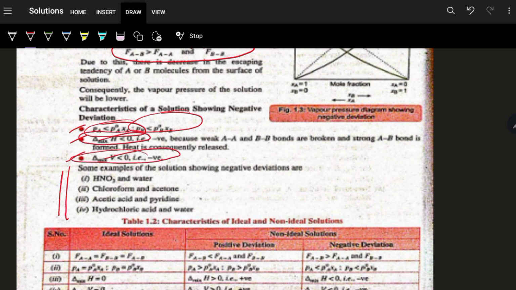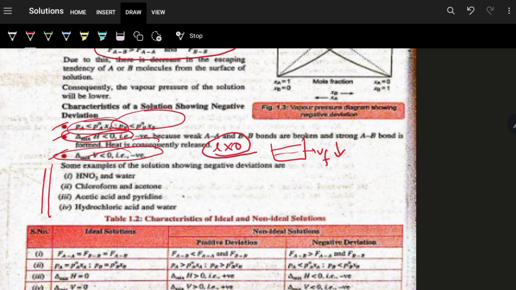So delta H mix is less than 0 means negative, and that means the mixing is exothermic in nature. Heat is liberated. Delta V mix is less than 0 means volume has decreased. There is a decrease in the volume. Why does the volume decrease? Because the interactions are stronger, the particles are held closer. So there is a little bit of contraction in the volume that is taking place.